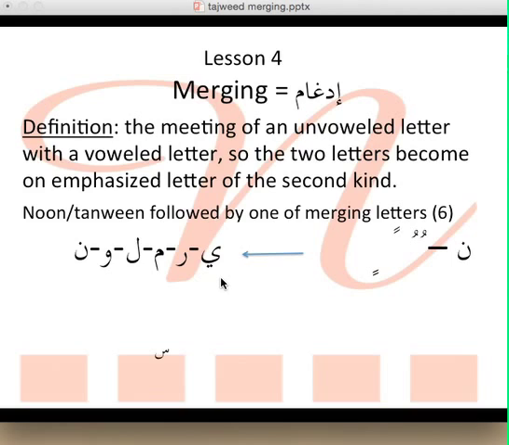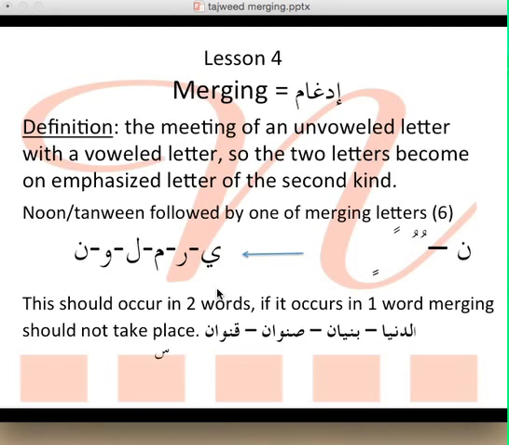Now, it doesn't mean all of them come at the same time in one word. No, it means that after noon or tanween, the word coming after them, the first letter would be one of these 6 letters. Then when we see them, it means there is idgham. Now, this should occur in 2 words only. In this particular lesson, idgham from the ahkam al-nun al-sakina, if it occurs in one word, merging would not take place.